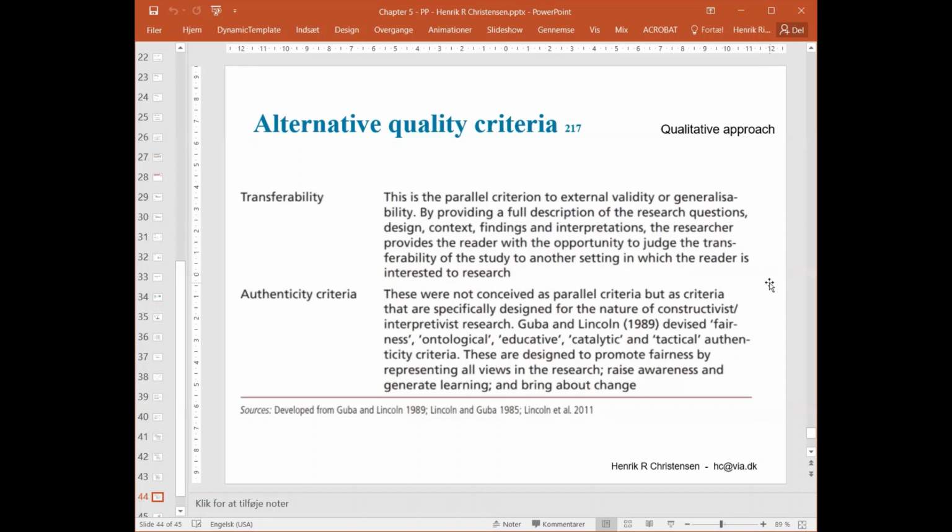And then the last thing here, authenticity criteria. It is not considered a parallel criterion, but a criterion that is specifically designed for the nature of constructivist or interpretivist research. So it's about designing to promote fairness by representing all views of the research, raising awareness and generating learning, and bringing about change. So authenticity is about, again, making sure that we have transferability, transparency, etc. in the research, so that we can go through what it was that we saw.